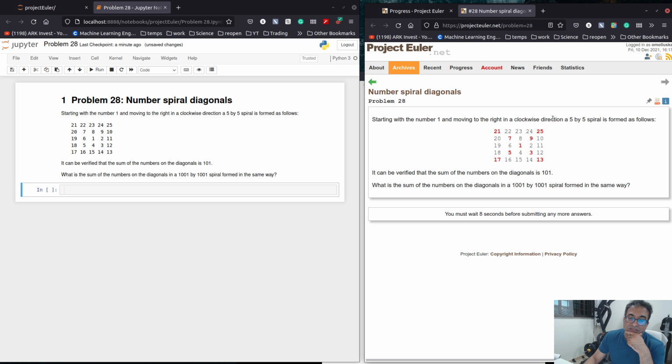A 5 by 5 spiral is formed as follows. So that's a 5 by 5 spiral. That is correct. It can be verified, the sum of the numbers on the diagonals, that's the red numbers, that's why they've colored it red, is 101, if you say so.